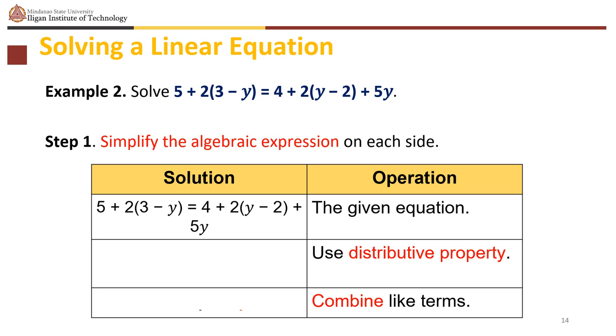We can use the distributive property to solve for 2 times the quantity 3 minus y. So that comes up to be 6 minus, we have 2 times minus y is negative 2y. And on the other side, this is 2y, then 2 times negative 2 will give us negative 4. So if we combine like terms, the like terms are 5 and 6 here, so we have 11 minus 2y. On the other side, 4 minus 4 will give us 0. And then we have 2y plus 5y, which is equal to 7y.